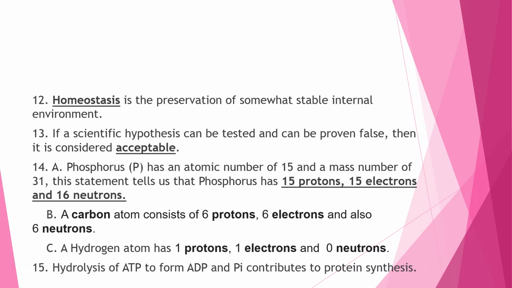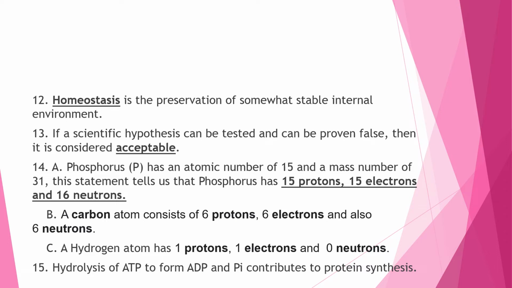Okay, so same thing. Another example is carbon. A carbon atom consists of 6 protons and 6 electrons and also 6 neutrons, which means carbon has a mass number of 12. Okay. Next, another example is hydrogen. A hydrogen atom has 1 proton, or I should say 1 proton and 1 electron and 0 neutrons. Okay. So that means hydrogen has a mass number of 1.